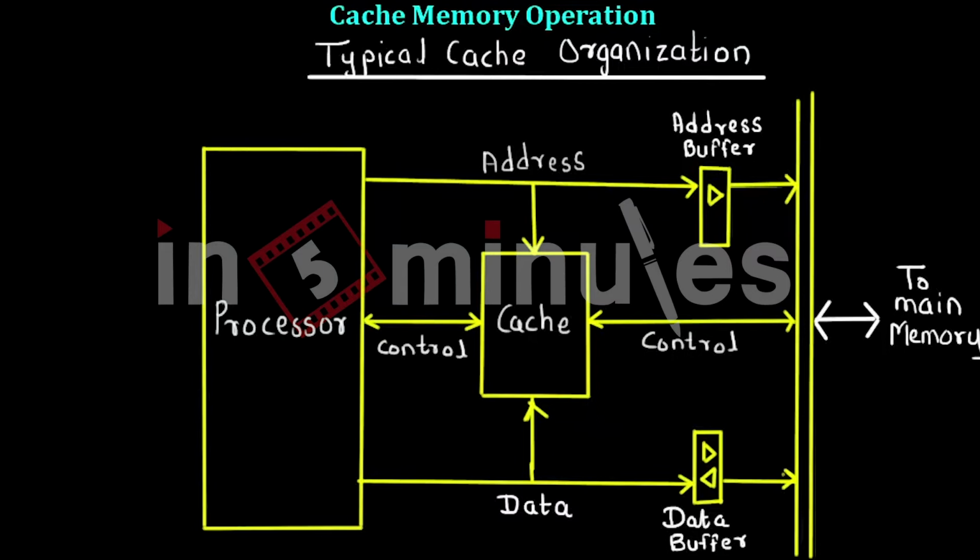While accessing the main memory, the address is placed on the address buffer and the data fetched is placed on the data buffer. Now we have seen the basic principle behind the cache operation, that it will contain certain blocks of data from the main memory. And now we are going to see how these blocks of data are accessed by the CPU.